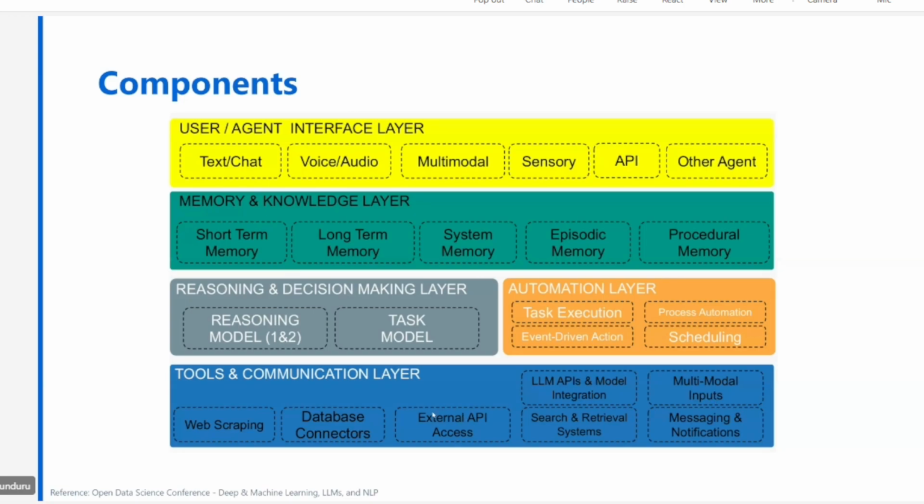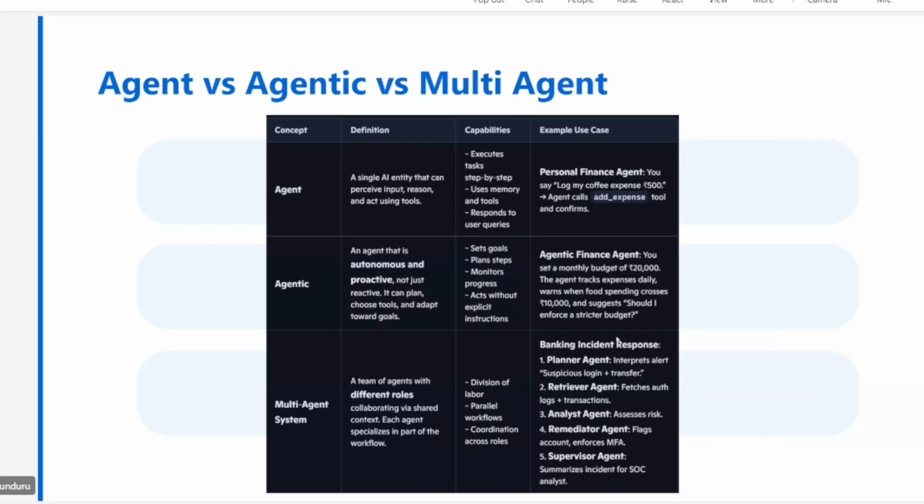Even that will be communicated. So there is the difference between agent, agentic, and multi-agent systems. An agent is a single AI entity that can perceive input, reason, and act using tools. That is the PRA framework we are talking about.